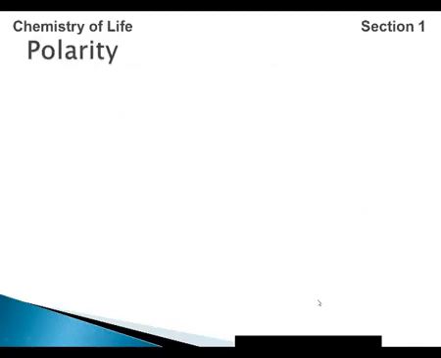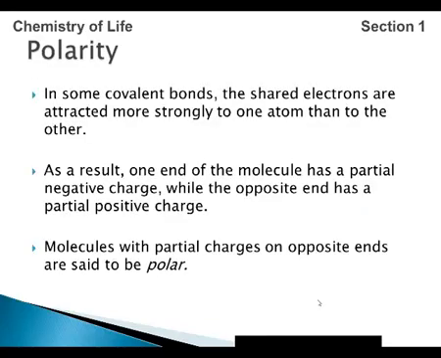Polarity. In some covalent bonds, the shared electrons are attracted more strongly to one atom than to the other. Due to this, we end up with one end of a molecule that has a partial negative charge, while the opposite end has a partial positive charge. Molecules with partial charges on opposite ends are said to be polar.